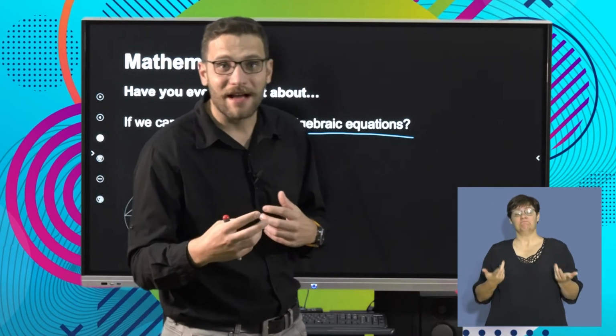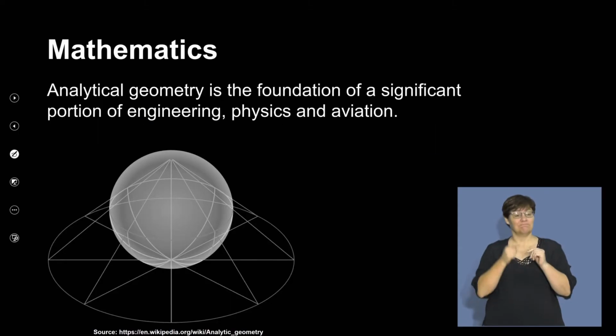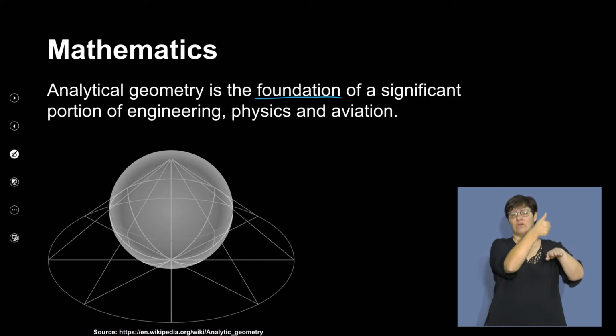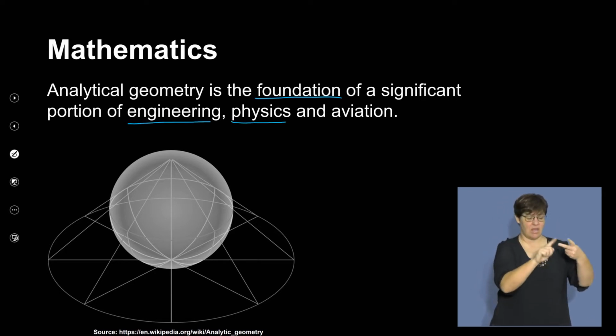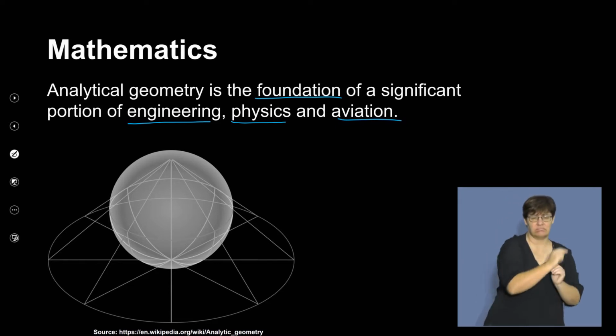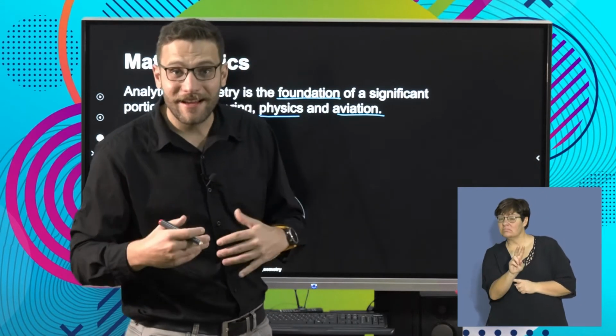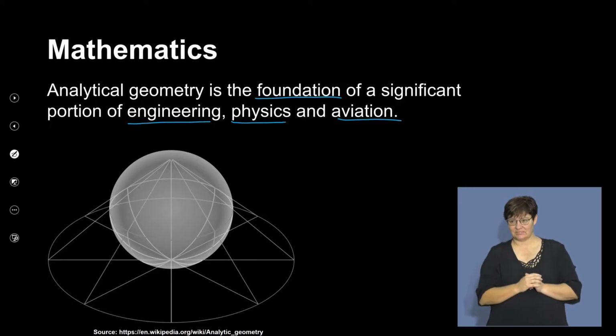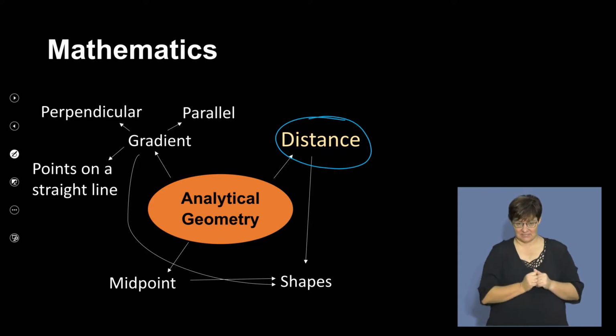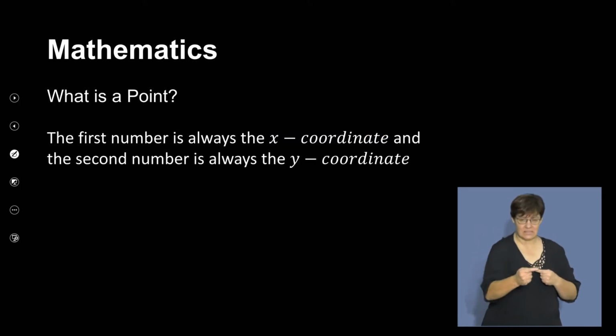Analytical geometry is pretty much just points, lines, angles, shapes within a Cartesian plane, the Cartesian plane that you've used for functions and transformations. Now, what's also nice about analytical geometry is that it is the foundation of a significant portion of engineering, physics, aviation, rocketry, and some really cool things. Now, I'm going to jump straight into what we're going to be talking about today. And today we're going to be talking about, amongst other things, distance. But before we get into distance, what's important to know is what is a point.